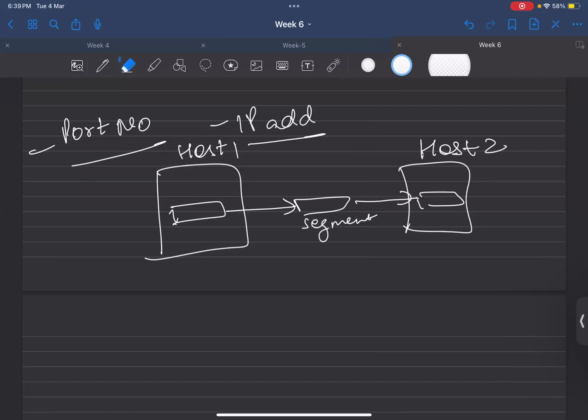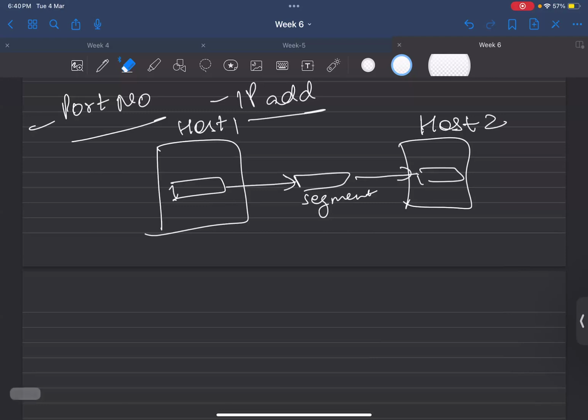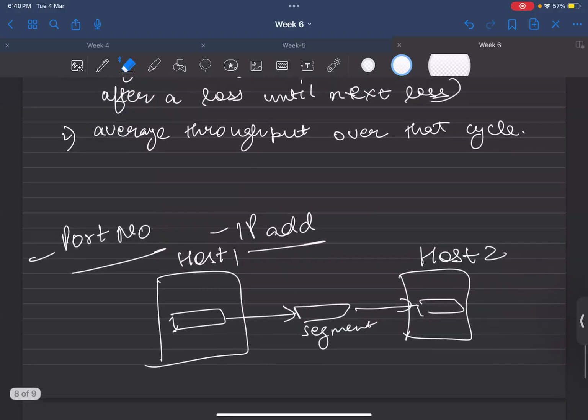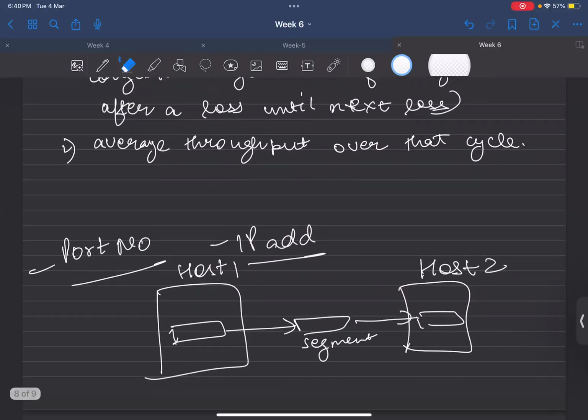IP address is for identifying the host. So identifying the device or machine is the IP address, and mapping to a particular application or process is the port number. That we have discussed multiple times. Now when we have communication between an application on one machine and an application on another machine, there is a logical pipe which is used between the sender and receiver.